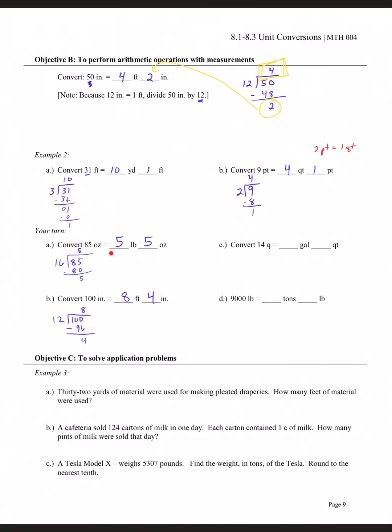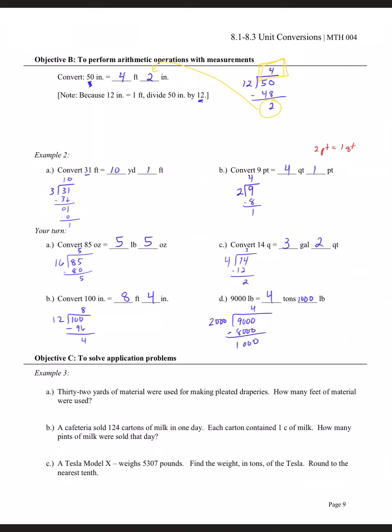Okay, for your turn A, you should get 5 pounds, 5 ounces. We have to divide 16 into 85 because there's 16 ounces in a pound. And then convert 100 inches, that would be 8 feet, 4 inches. We can divide 12 into it. Again, we know what number to choose on the outside by whatever the conversion rate is between the 2 units. Once you're good with those, try C and D. Okay, for letter C, 14 quarts is 3 gallons, 2 quarts. 9,000 pounds is 4 tons, 1,000 pounds left over.